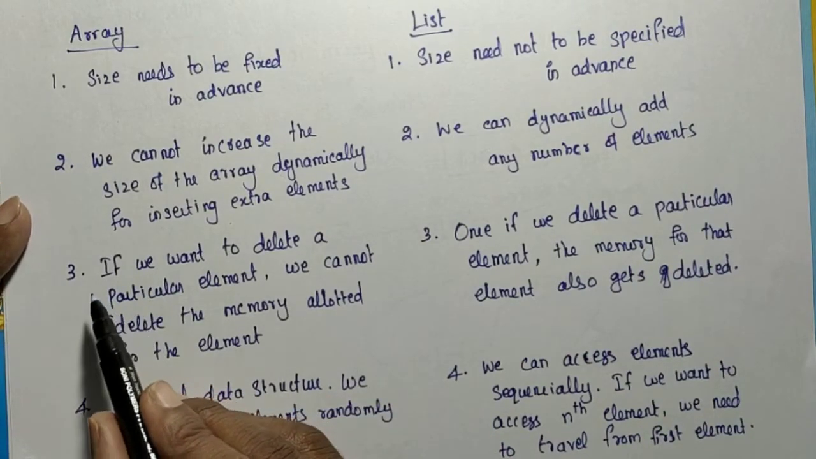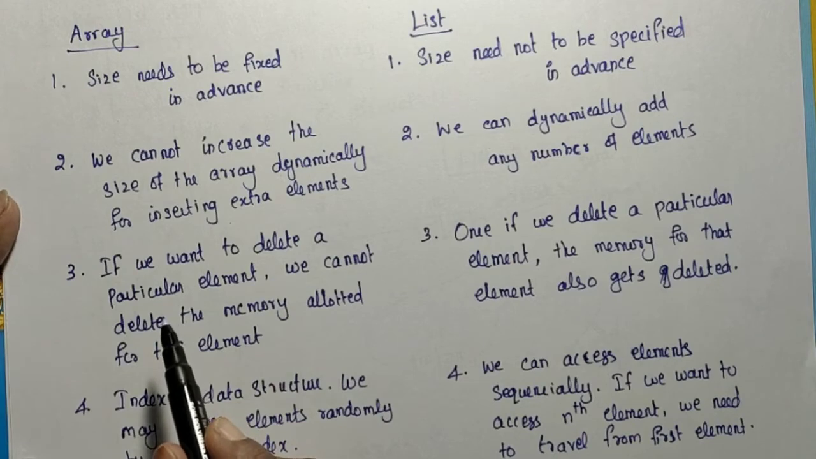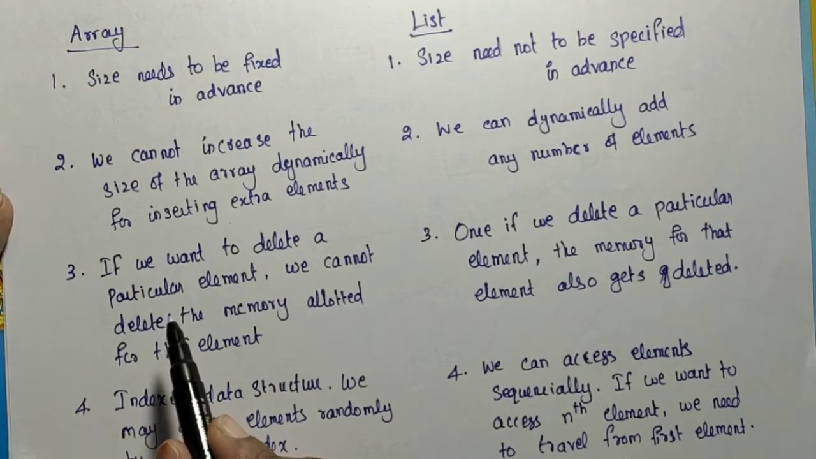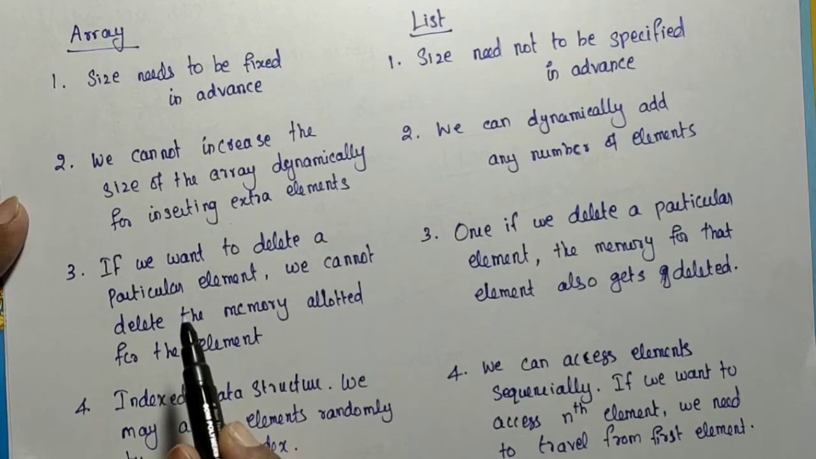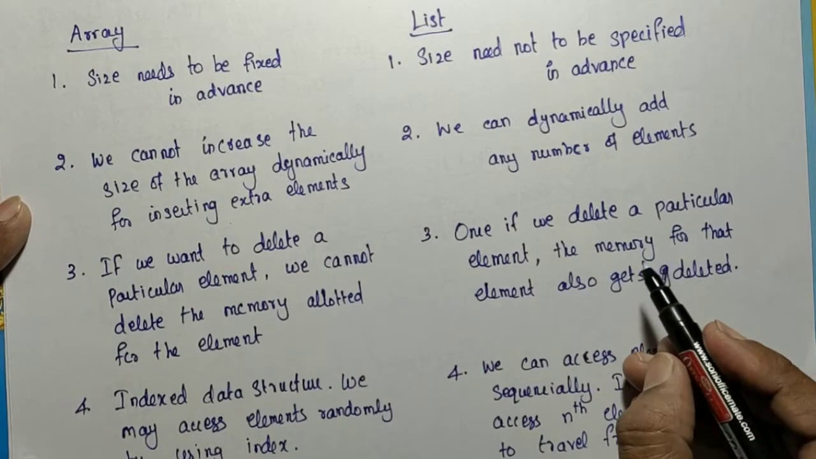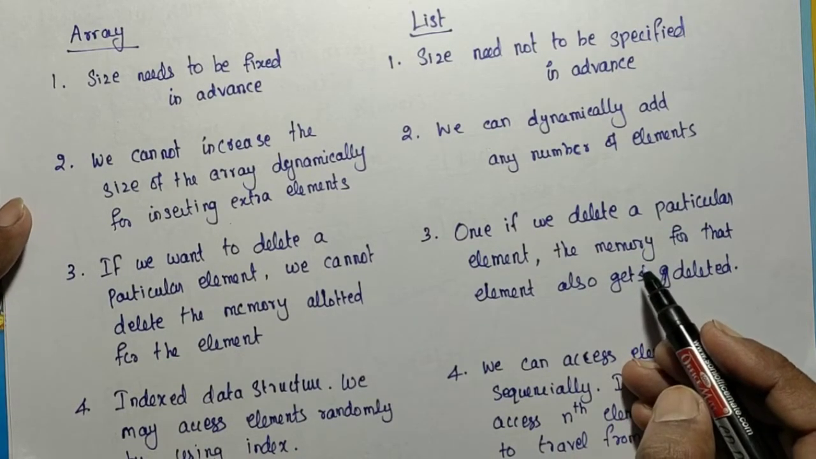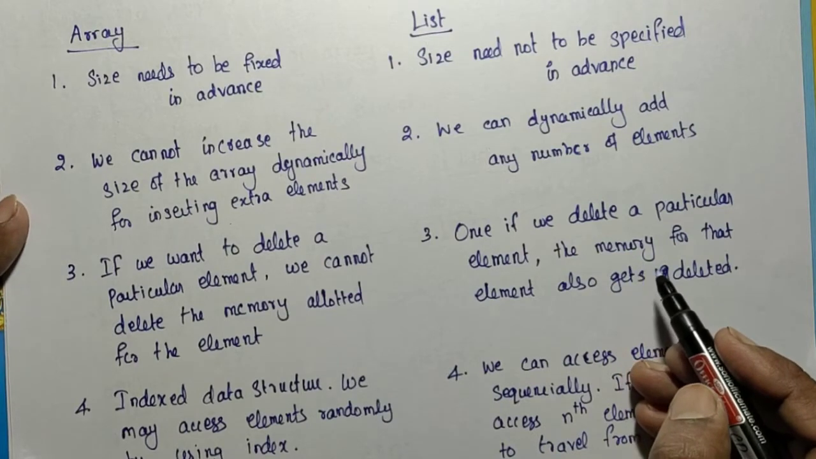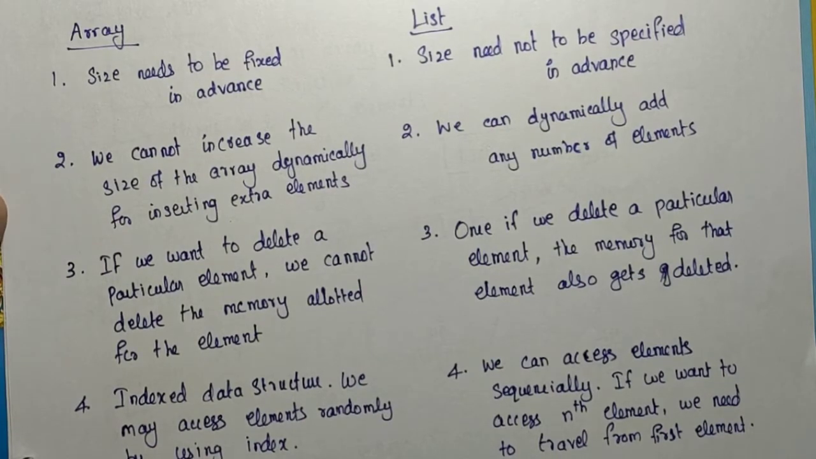Similarly, if we delete an element from an array, it is possible to delete, but that memory cannot be released. If you delete a particular element, that element's memory will not be released in the array. But in the list, if you don't want a particular element, the memory for that element also gets deleted. And one drawback in the list is accessing the elements.